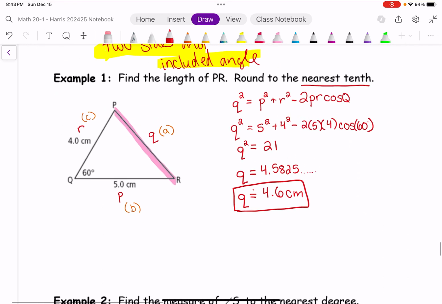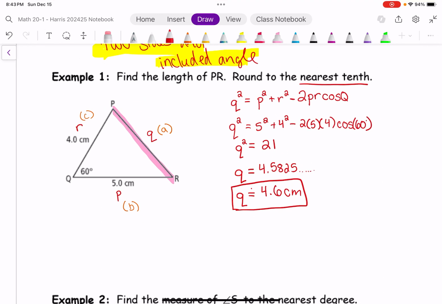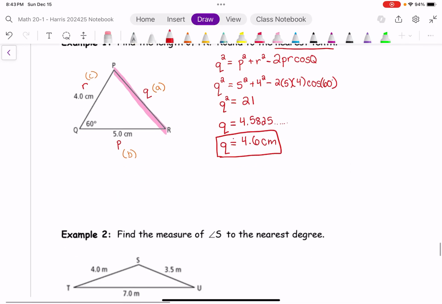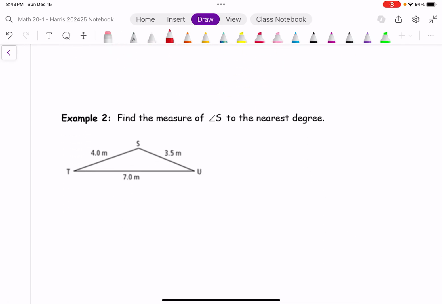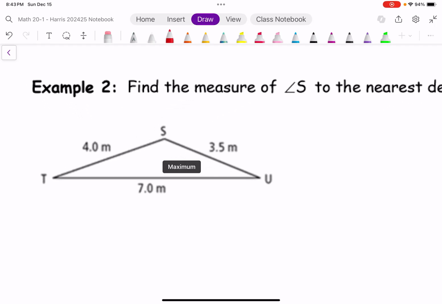Perfect. That's what I'm looking for, a side length, and I can't use sine law because there is only one angle. I'm not looking for another angle, and there's no pairs that are working with it that way. So this would have to work with cosine law. Now, for this one, it says find the measure of angle S to the nearest degree.